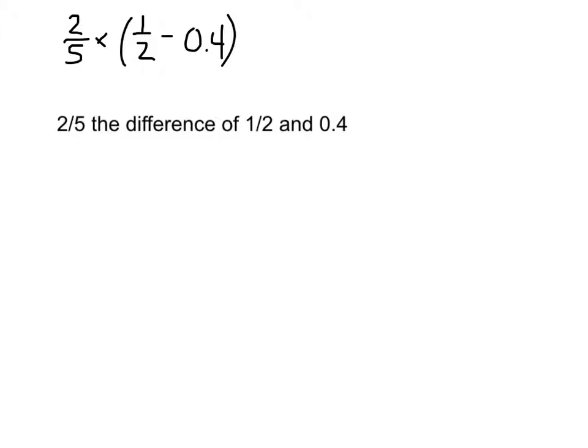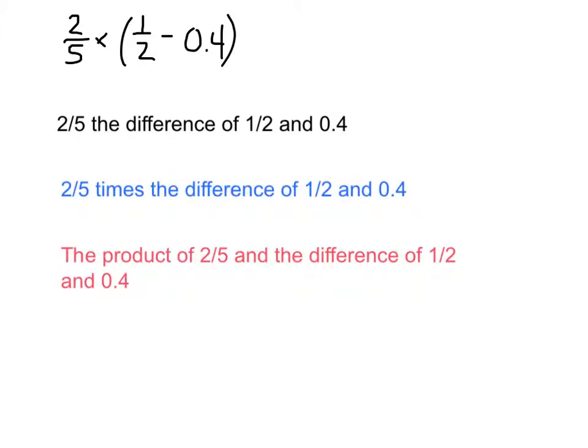Now again, there are other ways to do this. We could have 2/5 times the difference of 1/2 and 4/10, and then the product of 2/5 and the difference of 1/2 and 4/10. So perhaps there are other ways to do this as well. Just be careful that your sentence, when followed using the order of operations, will give you exactly the same answer as the expression that they wrote numerically. And that's the end of today's lesson.